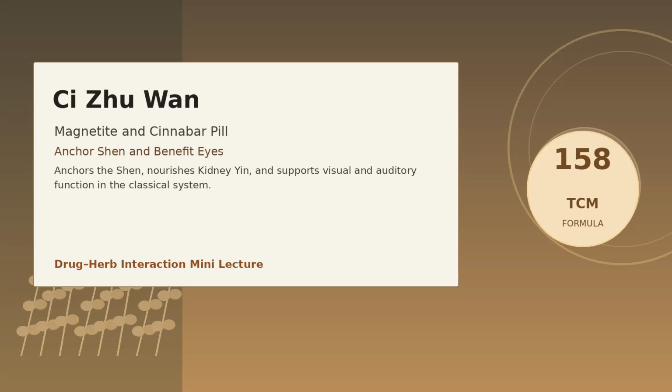Ci Zhu Wan, commonly translated as magnetite and cinnabar pill, is a classical traditional Chinese medicine formula in the category anchor shen and benefit eyes. Its core action is to anchor the shen, nourish kidney yin, and support visual and auditory function in the classical system. The pattern framework is heart-kidney disharmony with floating yang and sensory symptoms.